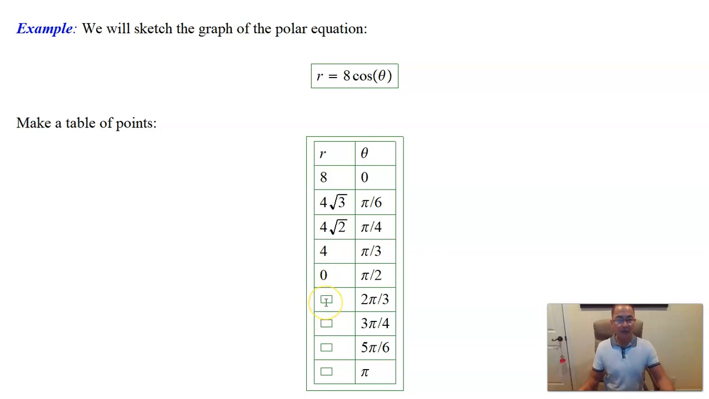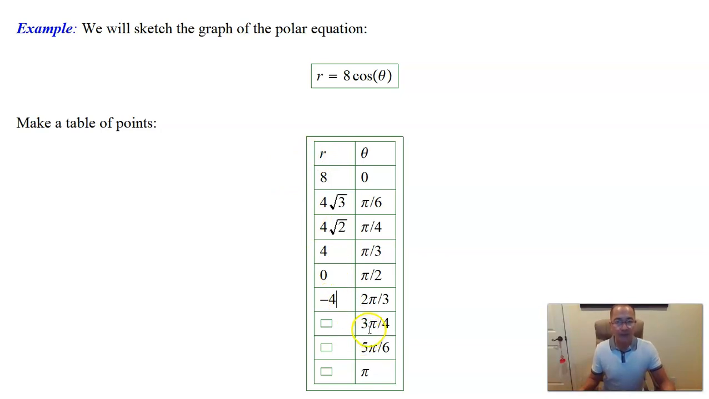2 pi over 3. So now let's think about symmetry. At 2 pi over 3, the cosine is negative 1/2, so times 8, we will get negative 4. Remember, in polar coordinates, r could be negative. When it's positive, it represents the distance from the pole to that point, but when it's negative, you go in the opposite direction. We will see that in GeoGebra.